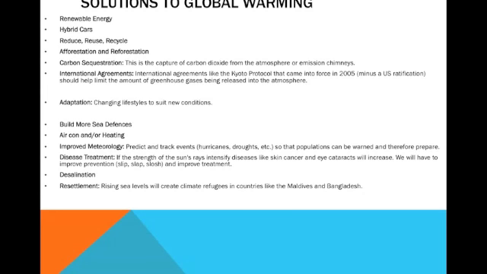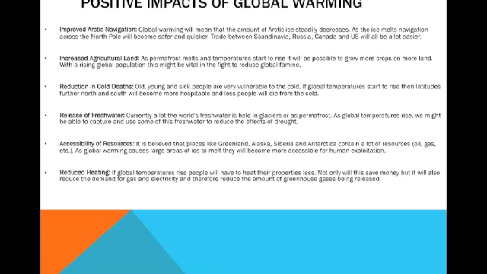Also, disease treatment. If the strength of the sun's rays intensifies, diseases like skin cancer and eye cataracts will obviously increase. So we will have to improve prevention and improve treatment because otherwise people will die. Desalination is another solution, and resettlement. Rising sea levels will create climate refugees in countries like the Maldives and Bangladesh.